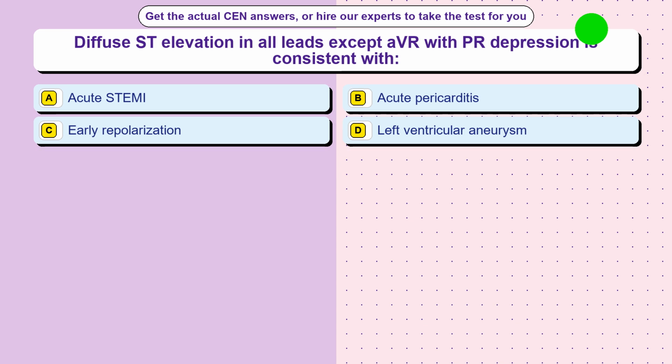Question 79. Diffuse ST elevation in all leads except aVR with PR depression is consistent with Option A, acute STEMI. Option B, acute pericarditis. Option C, early repolarization. Option D, left ventricular aneurysm.